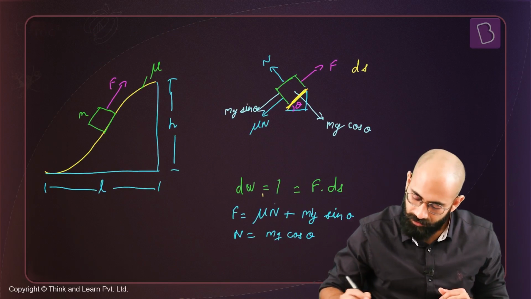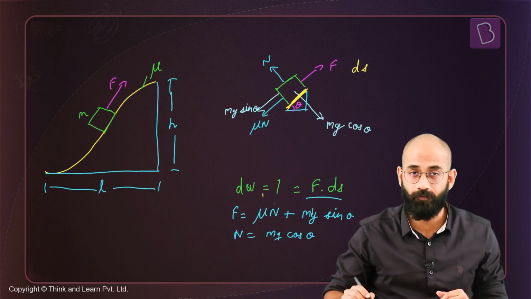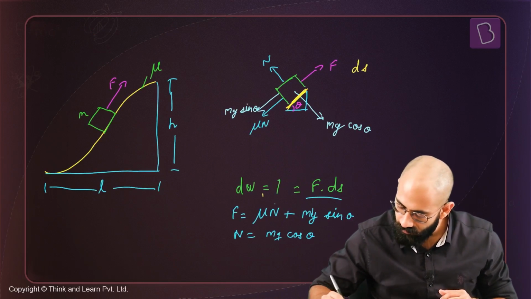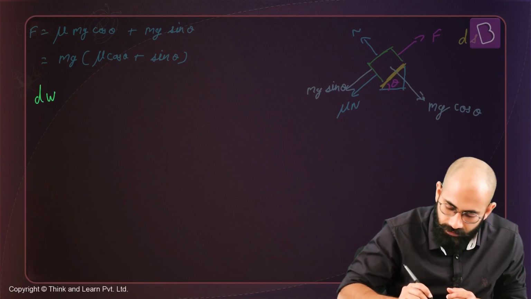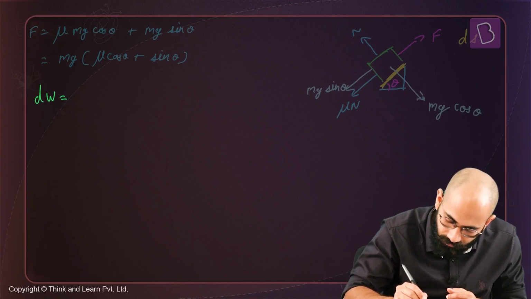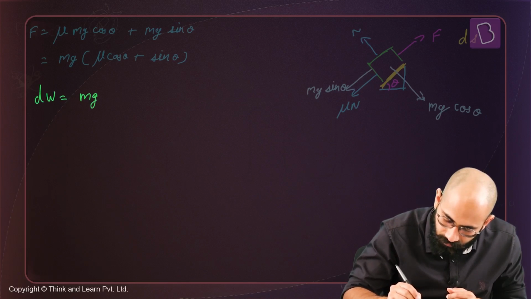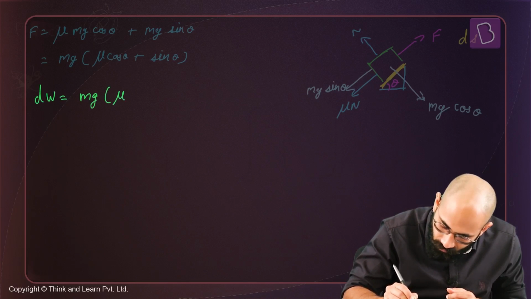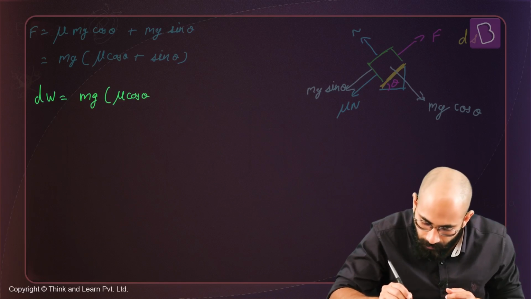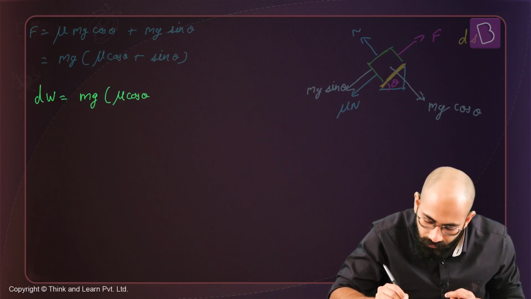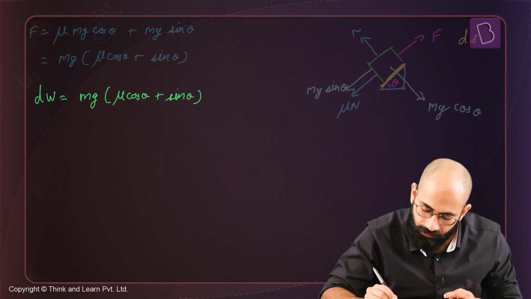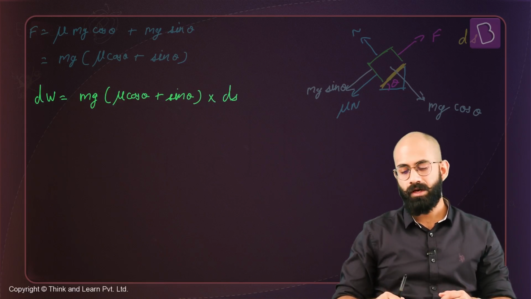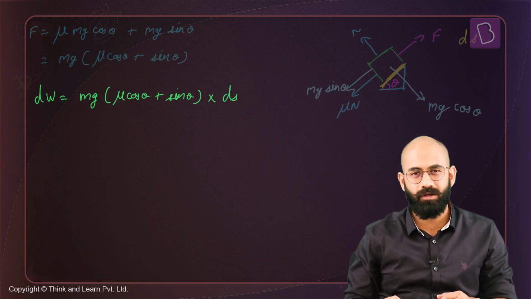So now let's substitute the value of F that we found in this equation to find dW. So dW is going to be equal to mg (mu cos theta plus sin theta) into ds. Now there's one small shortcut I'm doing over here.